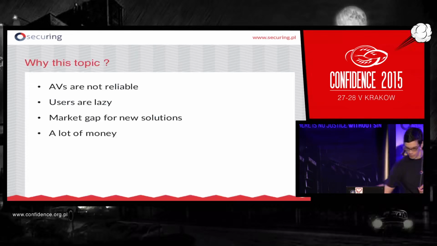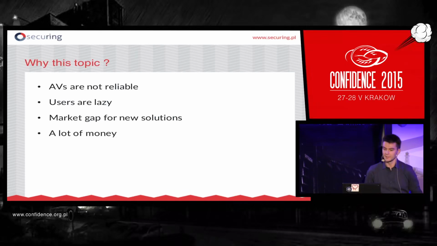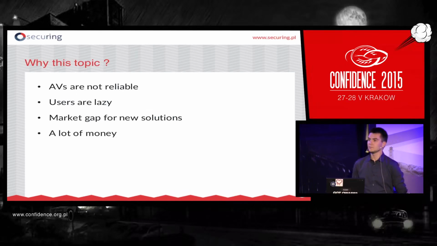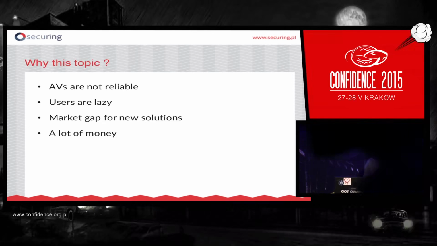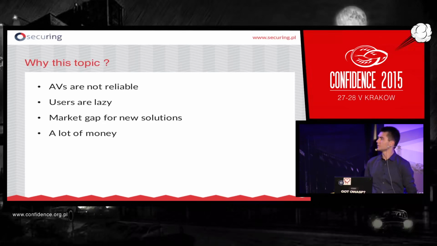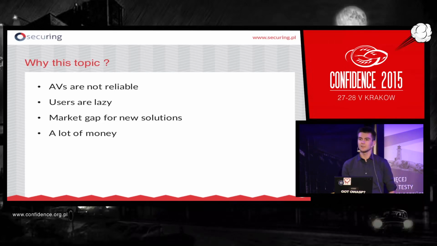Okay, so first we have to answer a simple question. Why is this topic so interesting? Why is it hard to protect online banking applications against malware? First of all, antiviruses, like standard standalone executables, are not really reliable. You can send, for example, a virus file to VirusTotal or any other service, and you can see that not every antivirus catches it positively.